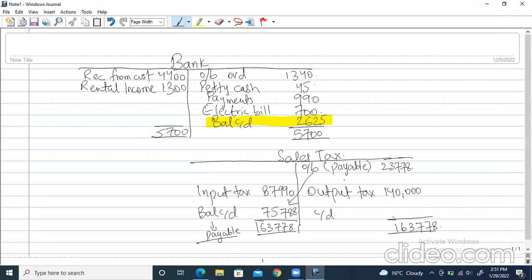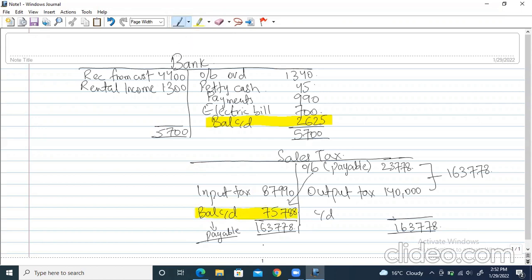One more thing can be proved from here. You can see the total payables are 163,778. This is the total amount that she has to give to the tax authorities, and what she has to receive is only the refund over here, 87990. So even if we subtract this amount, we'll still get 75788 as payable. So this balance carried down, 75788, is the payable balance.